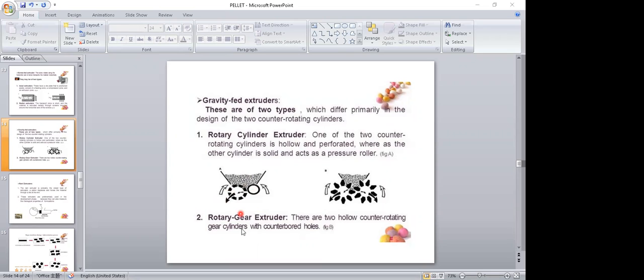And another type of extruder is your rotary gear extruder. As you can observe in this diagram, this is a rotary gear extruder. It consists of two hollow counter rotating gear cylinders, which have counterbore holes. Through these holes, you will get your extrudate.